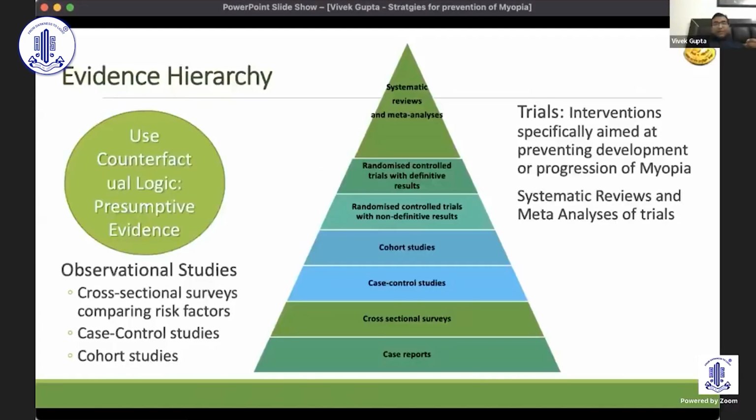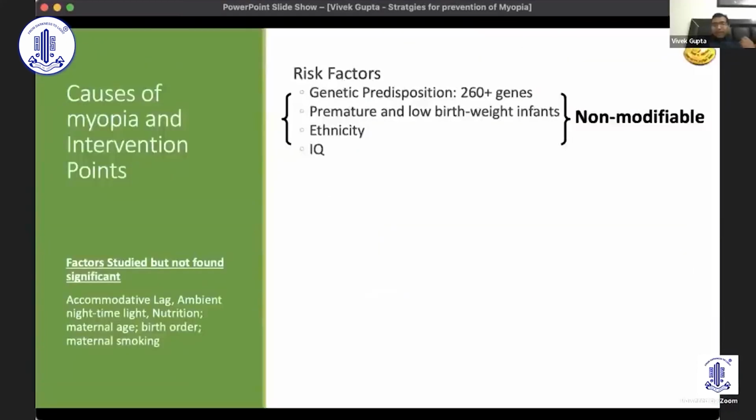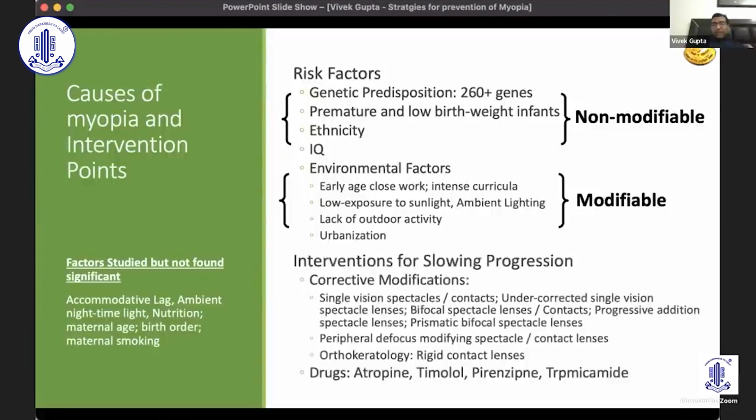But when it comes to primary prevention, if we look at the well-known evidence hierarchy, at the top we have systematic reviews and meta-analyses of published trials, then systematic reviews and meta-analyses of observational studies. In between, we have trials. Most of the data that we have, at least in India, comes from observational studies. We don't really have data from trials, but we do have some data from trials internationally about environmental factors for primary prevention of myopia. As I was saying initially, we have risk factors which are non-modifiable.